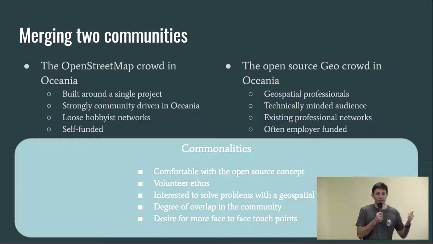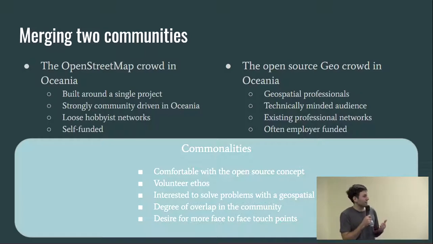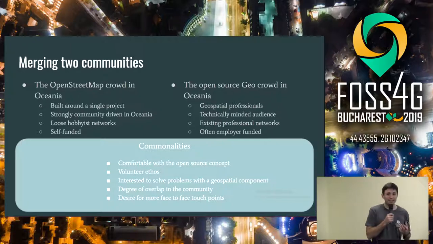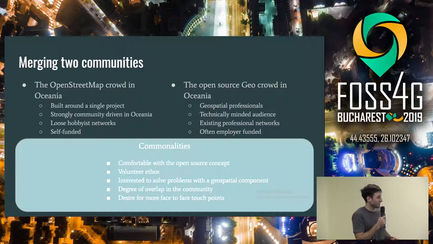I think, one, they're both familiar with the open source ethos and the volunteer ethos. They're comfortable with those concepts of volunteering. They're interested in solving geospatial problems, whether it's with OpenStreetMap or QGIS or GRASS. They're trying to solve a problem that has a geospatial component, and that's common whether they're technically minded or not. And so this degree of overlap means it makes sense to combine forces and put a conference together that incorporates both communities, even if it means we have a long name like FOSS4G State of the Map Oceania 2019.